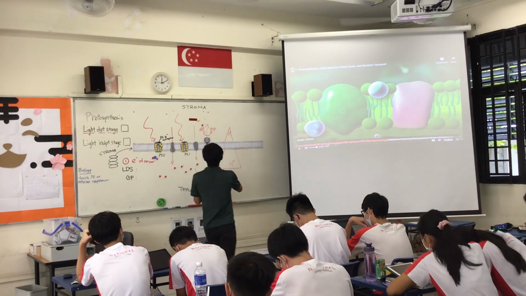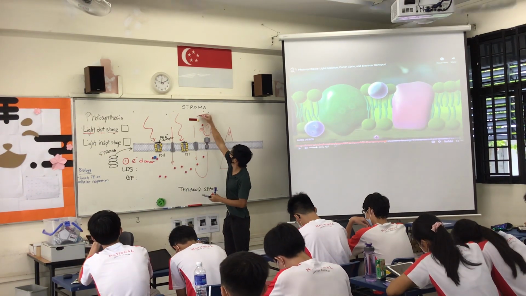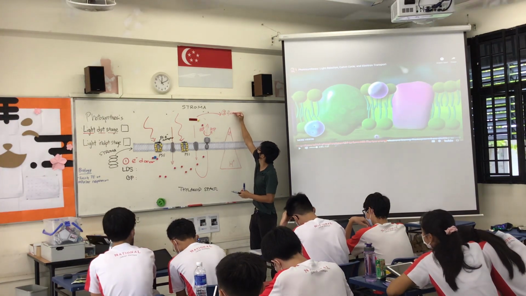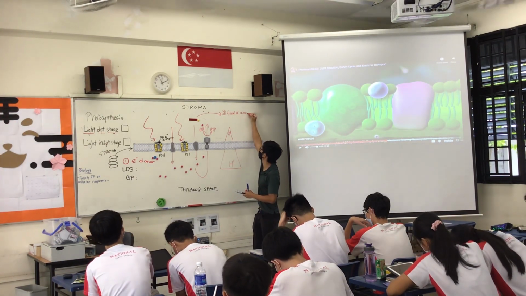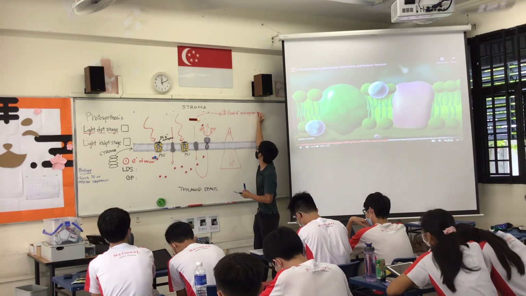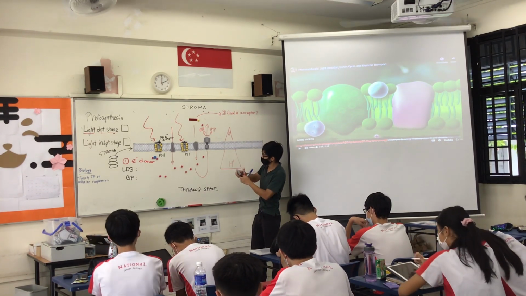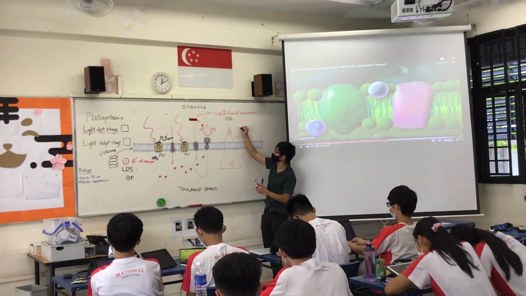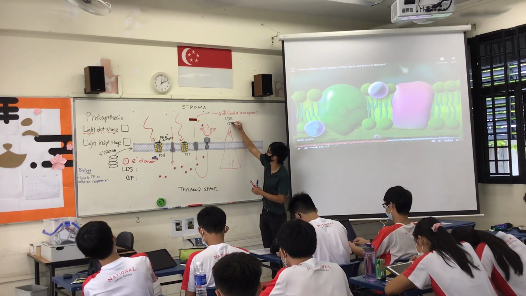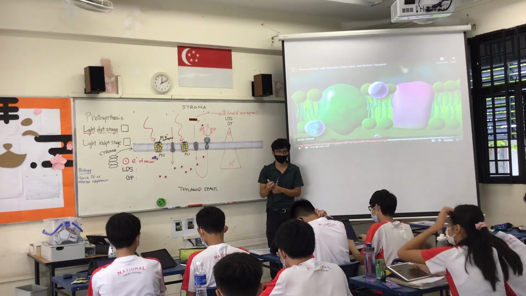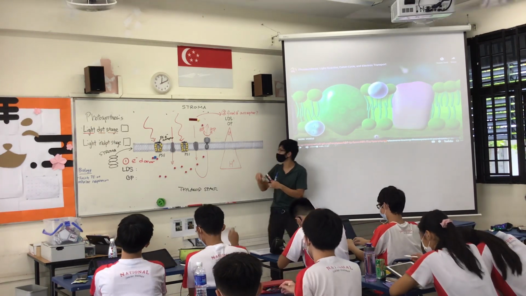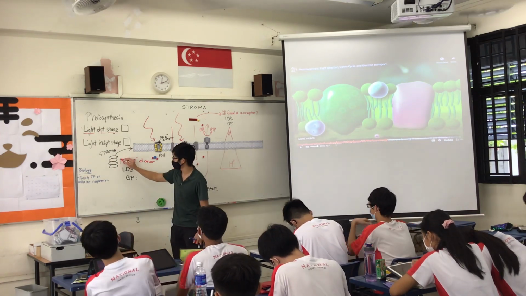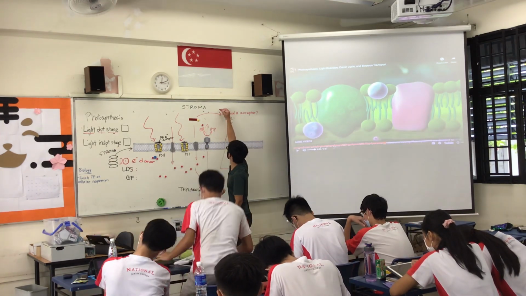Number two point of comparison. Can you tell me who is the final electron acceptor in the chain? Who is the final electron acceptor in the light dependent stage? Who is the final electron acceptor in oxidative phosphorylation? Second point of comparison, rather difference number one, difference number two.